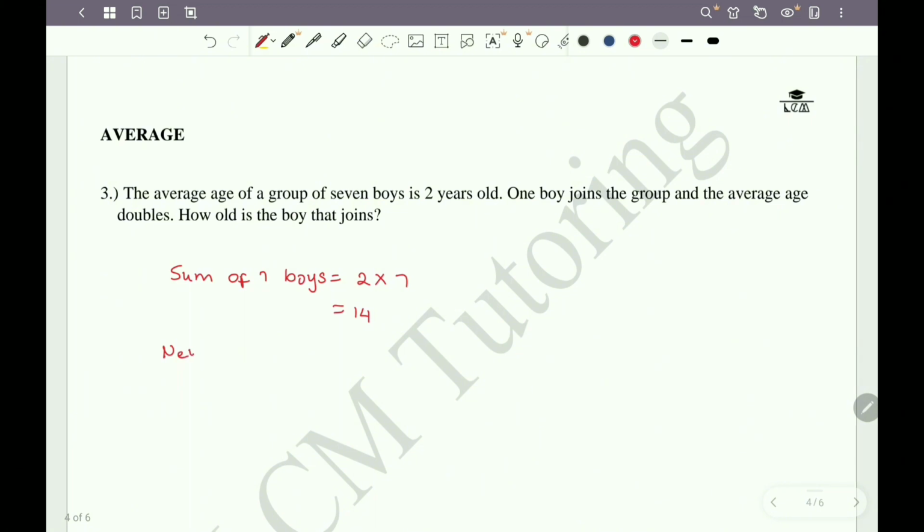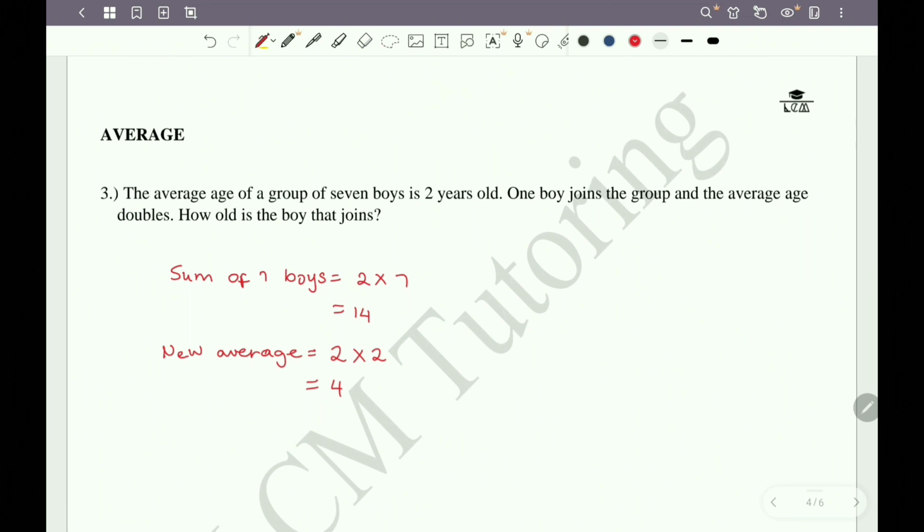So let's find the new average. New average is going to be the old average. If it doubles, the old average is 2. We got to multiply that by 2 because it doubles, right? When you double a number, you just multiply it by 2. You get 4. The new average is now 4.